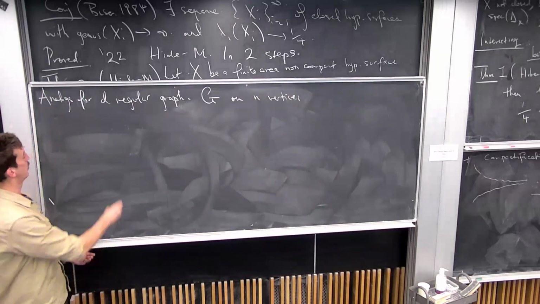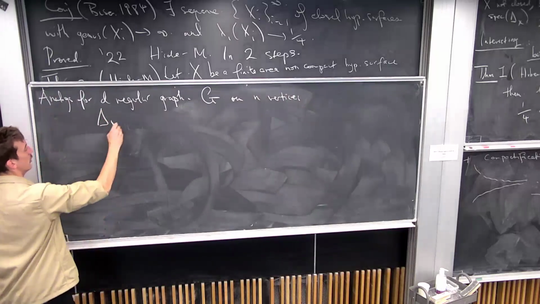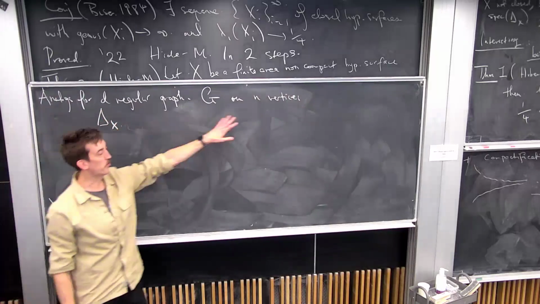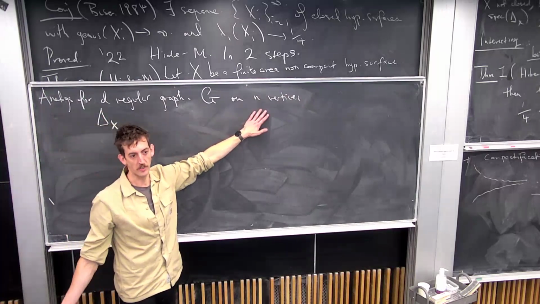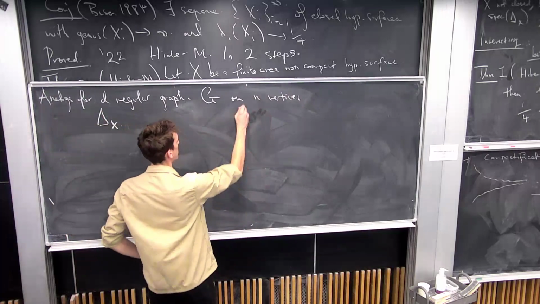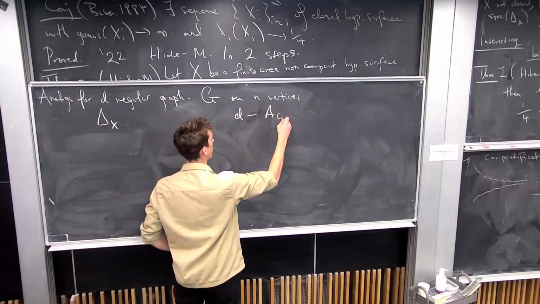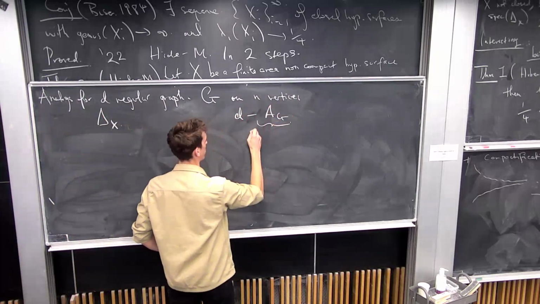What's the analog of the Laplacian? Well, you can write down the Laplacian of G, that's fine. But I actually prefer to work with the adjacency matrix. So let's say it's D minus A_G, where this is the adjacency matrix.